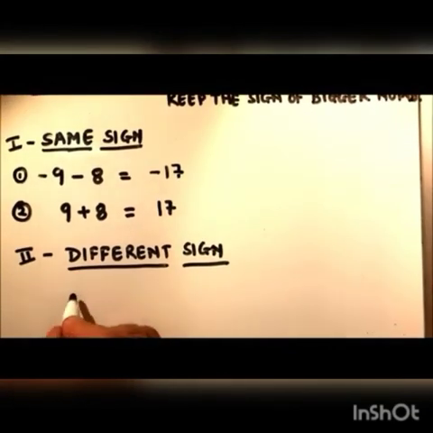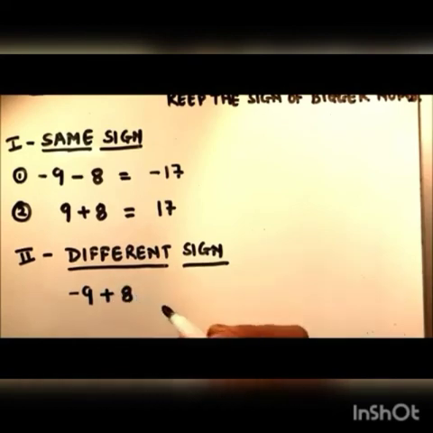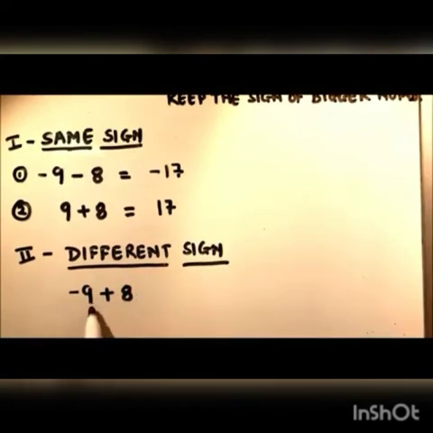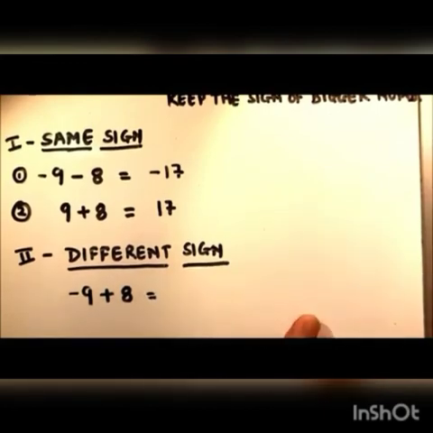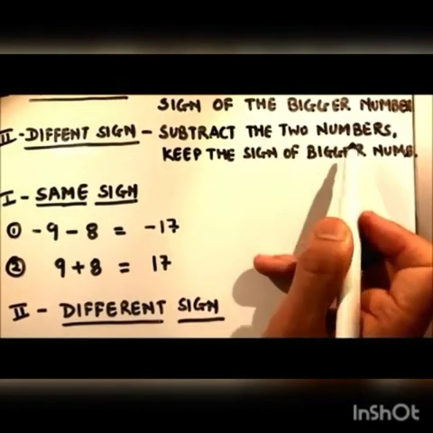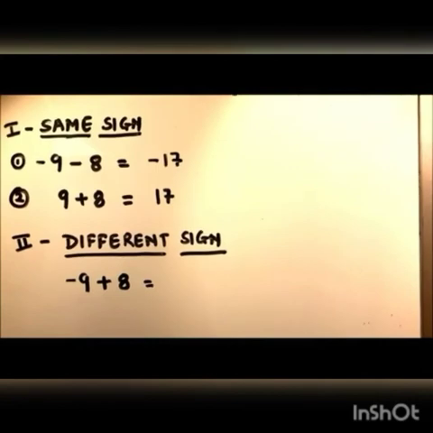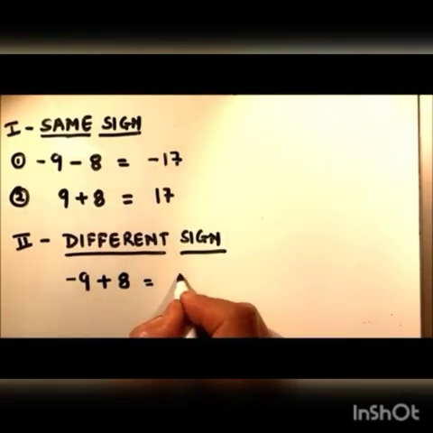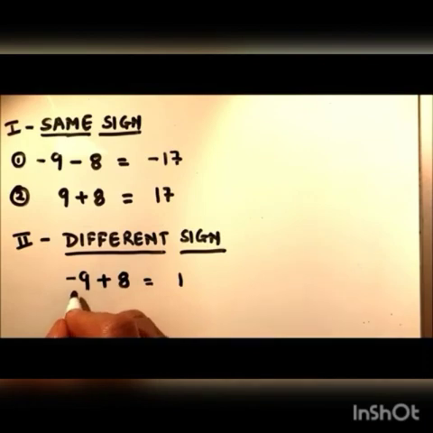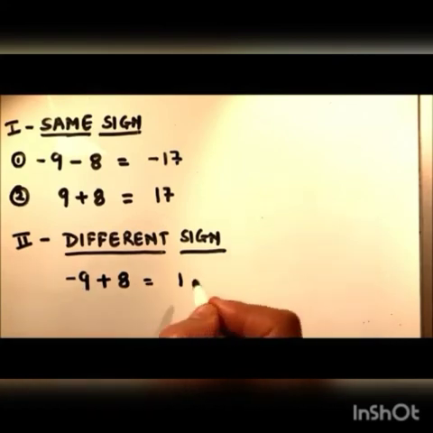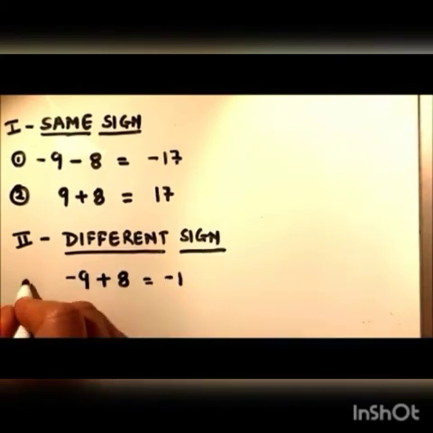So here, if we take minus 9 and plus 8, we are taking two numbers, but the two numbers have different signs. 9 is negative and 8 is positive. So according to the rule, we'll subtract the two numbers and keep the sign of the bigger number. So 9 minus 8 is 1, and we'll keep the sign of the bigger number. Here the bigger number is 9, and its sign is negative. So this will be negative 1.